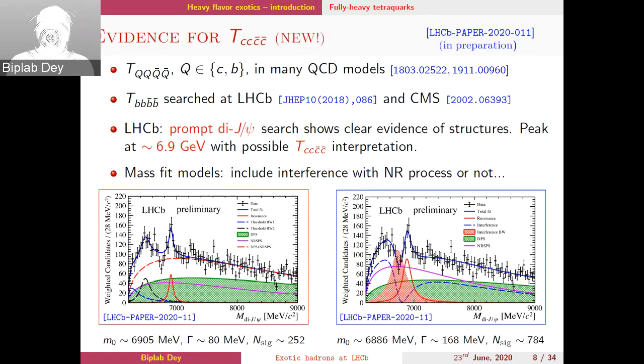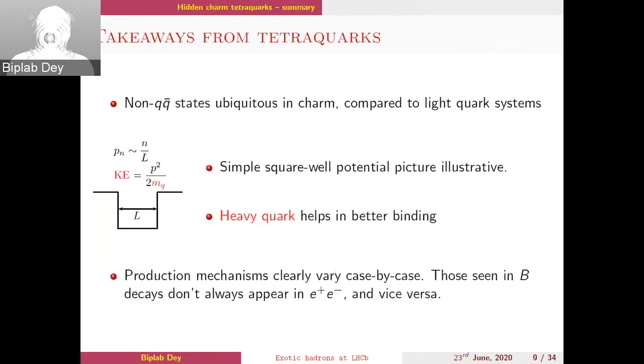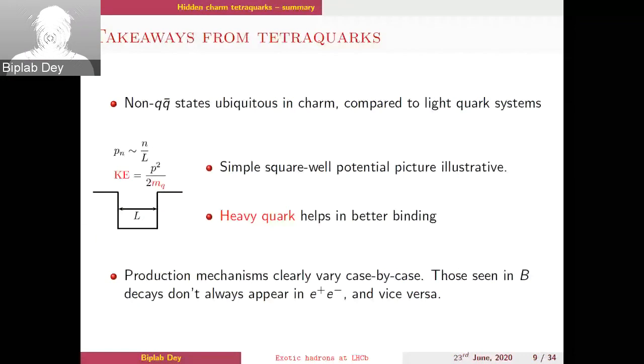So some takeaways from tetraquarks. Now we know that non-q qbar states are basically ubiquitous in charm compared to light quark systems. So what's the difference between light and heavy here? Probably a simple square well potential picture might be illustrative.